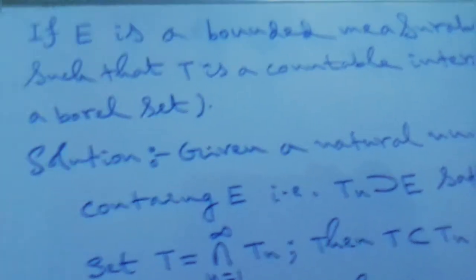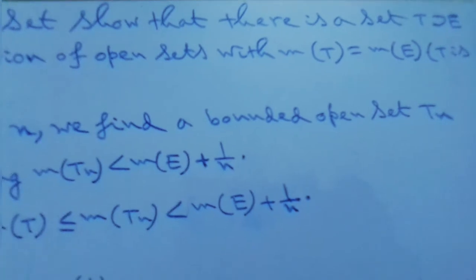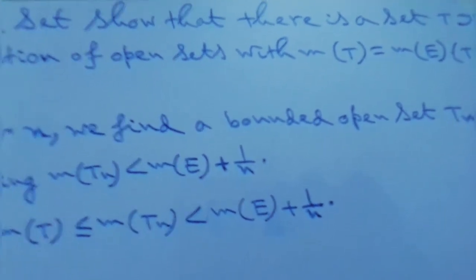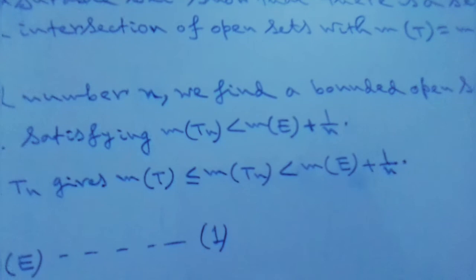First, E is a bounded measurable set, and we have to show that there is a set T containing the bounded measurable set. This is the main point. And then we find this condition: T is a countable intersection of open sets, with measure of T equal to measure of E. We have to prove this result. Now let's watch what happens.